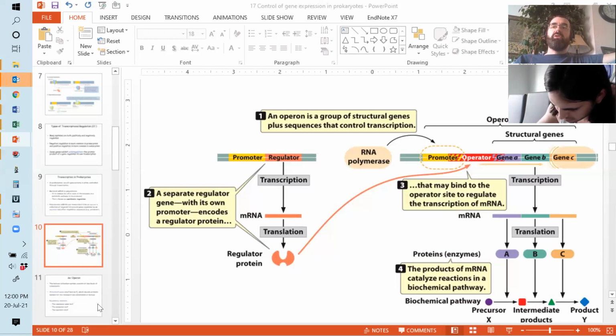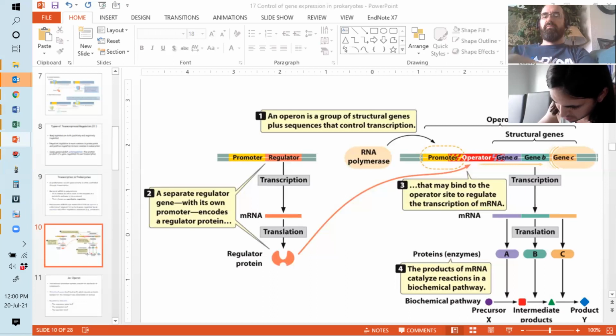Okay. So now we're going to look at two different systems in bacteria. We're going to look at the lac operon, and that's a negative inducible system. And the trp operon, and that's a negative repressible system.